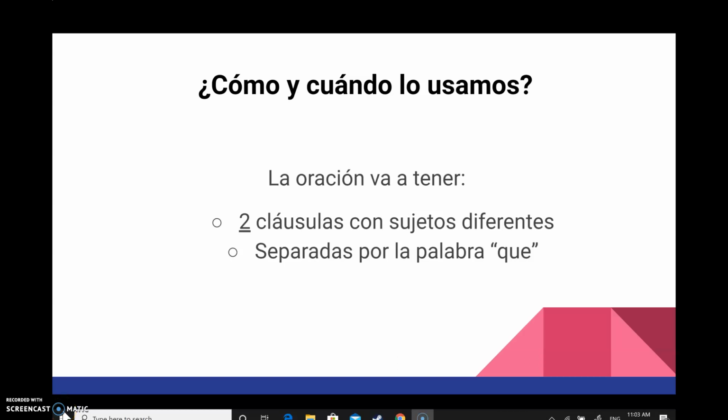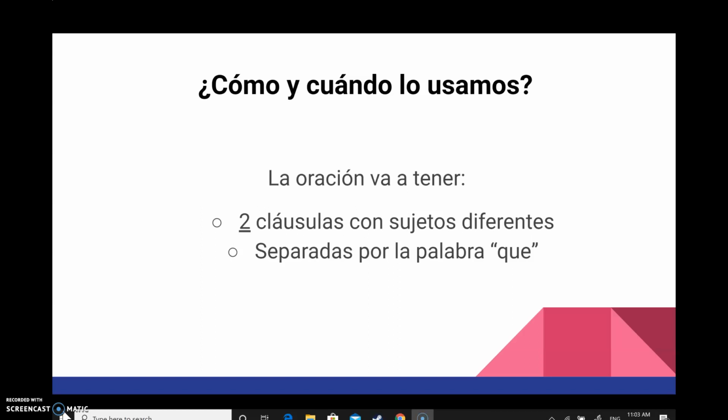Hola. Okay, so now that we all have notes about how we form the present subjunctive and some of the basic uses, we need to get some information about how and when we use it. Cómo y cuándo lo usamos, okay? So that's the goal of your notes today, how and when you use it.